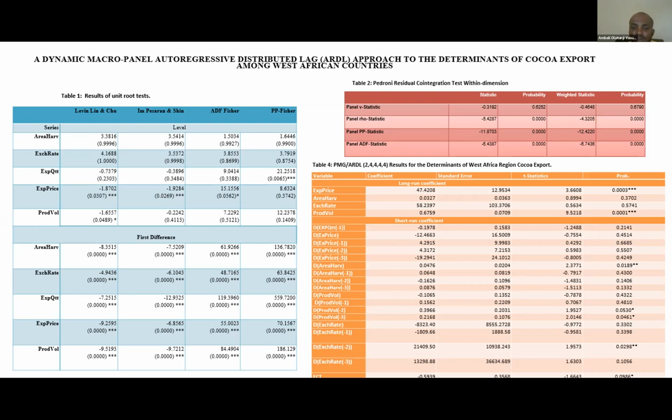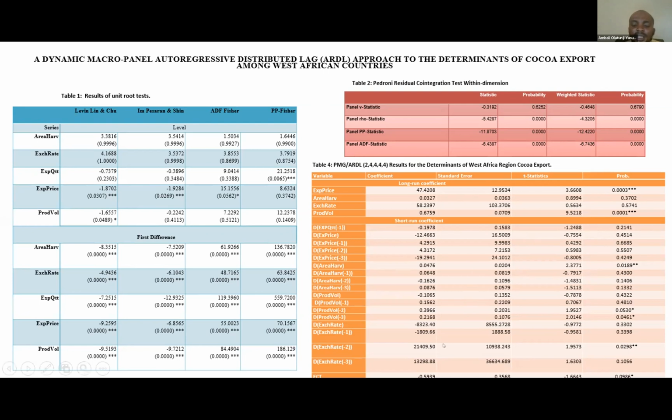But in the short run, we have these factors: the current area harvested, the lag 1 of production volume, the lag 3 of production volume, and the lag 2 of exchange rate were significant.